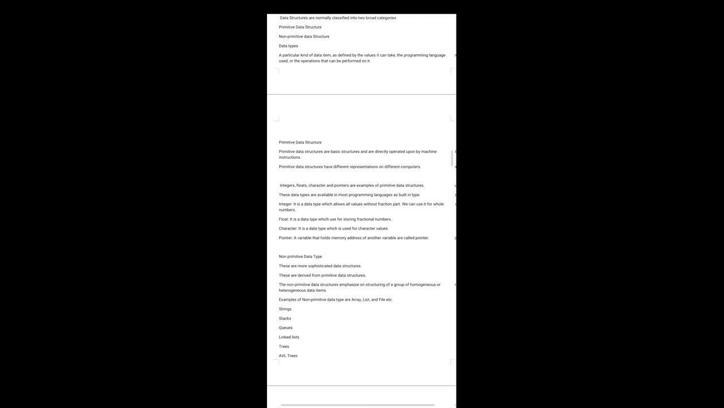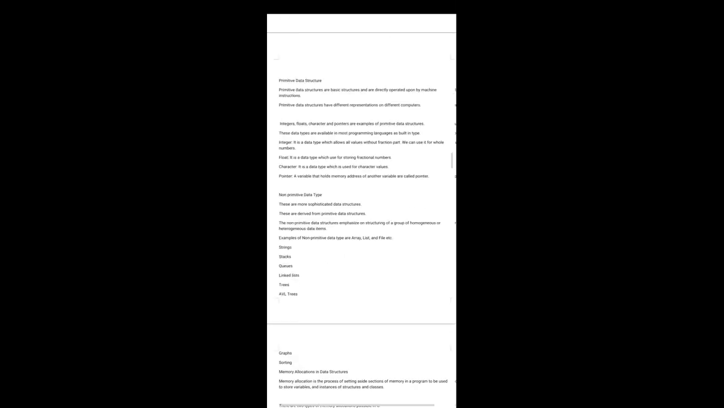Then for identifiers, compiler identifiers, what is used is your hash tables. Please take note of that.